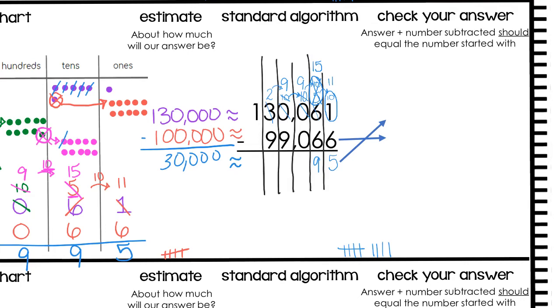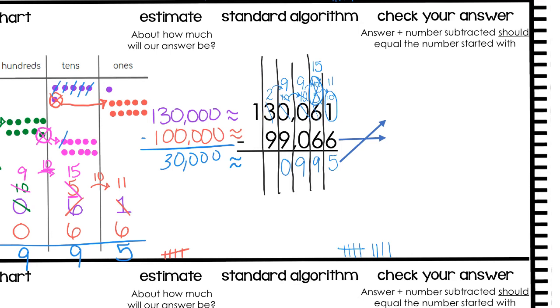Then we go next to the hundreds place. 9 minus 0, that's easy. 9. Then we go to the thousands place. 9 minus 9. Again, I can do that easily. I've got nothing. And then we go to our 10,000s place.